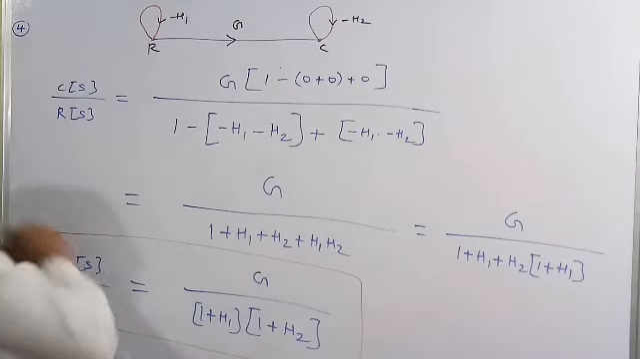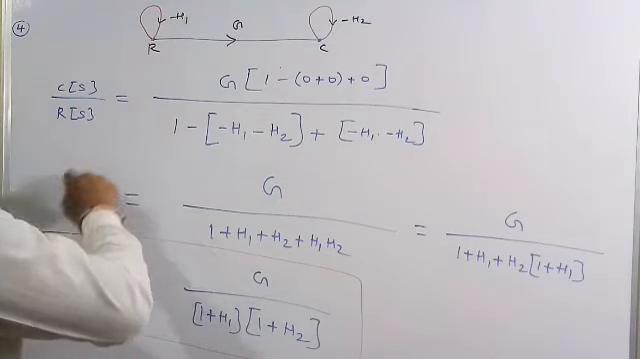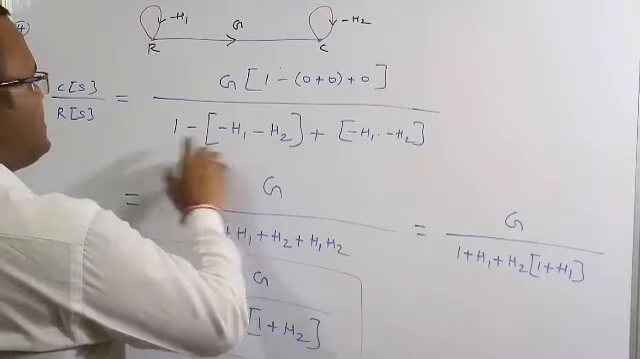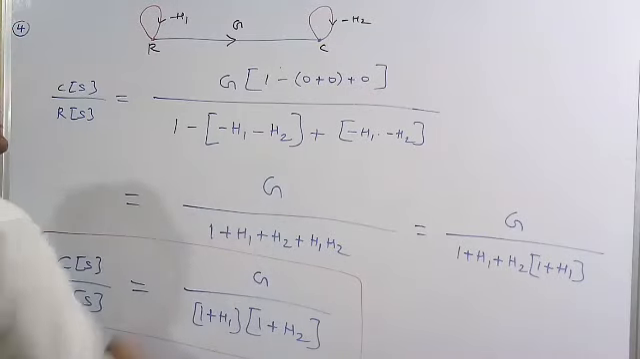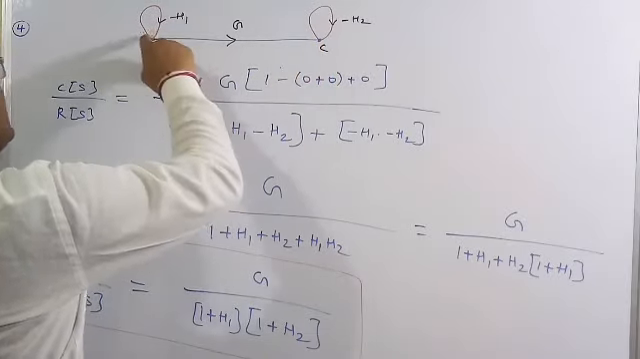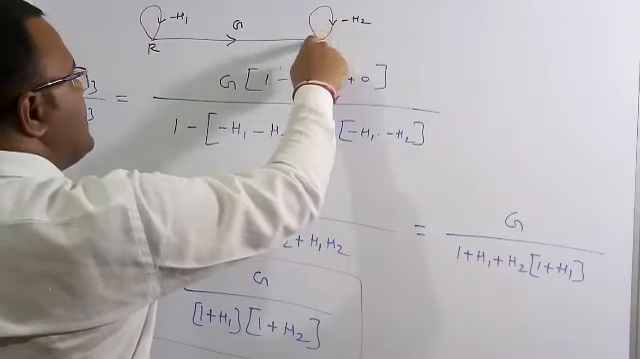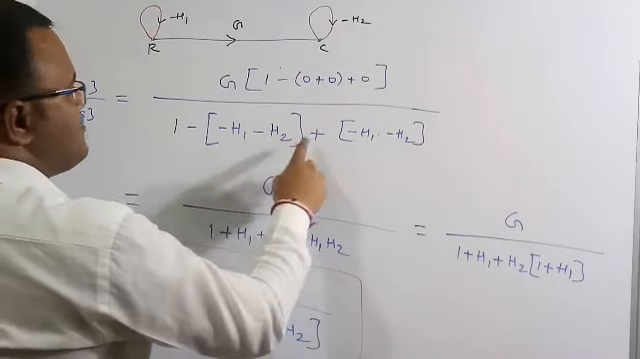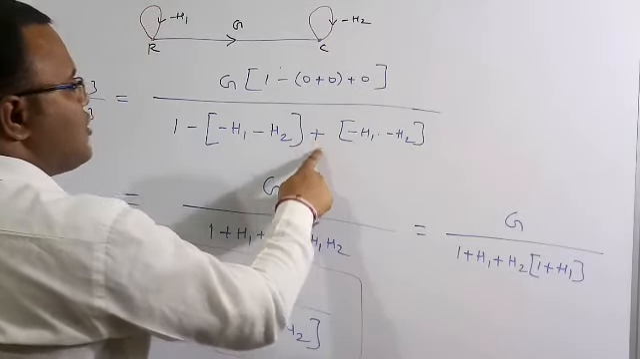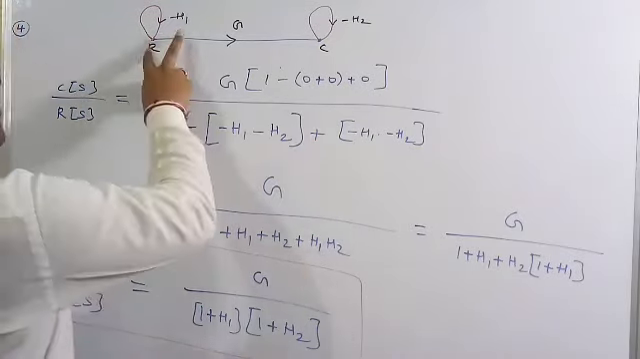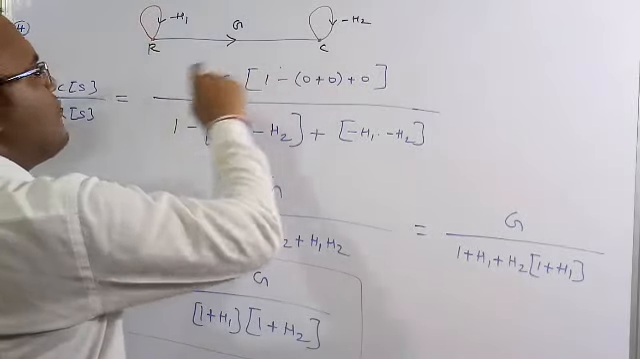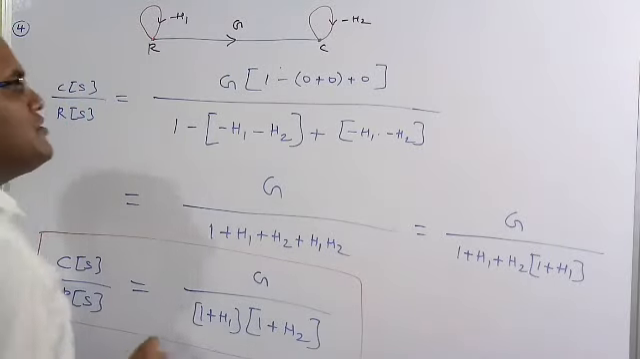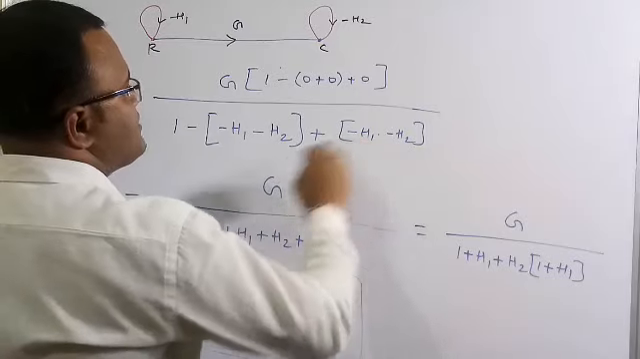See here, C of S by R of S, output Laplace transform by input Laplace transform, by Mason's gain formula. The basic formula is 1 minus the loop gains. Here there are two loop gains, right? The first loop gain is minus H1 and similarly the next loop gain is minus H2. So we need to add minus H1 and minus H2, and as it is minus 1 minus, we will get plus here, plus the product of non-touching loops. Here these two loops are non-touching, so not even one node is common between these two loops. So that is why these two loops are non-touching loops. So therefore we need to take the product of these two non-touching loops: minus H1 into minus H2.